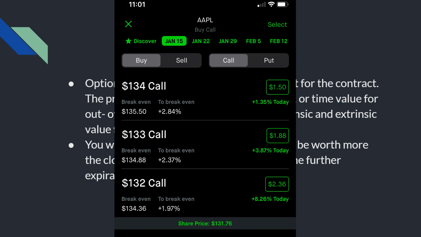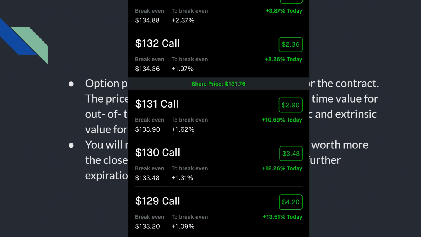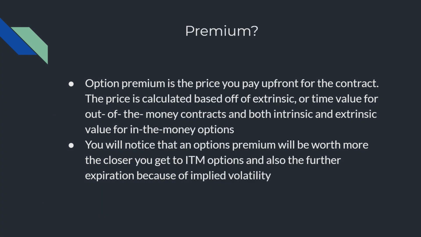And you see, the further we go out, the cheaper it goes. You see the 132 call is 236. You see the 133 call is 188, and so forth and so on. It gets cheaper and cheaper the more you go out. Now, as you see, the more you go down, so the 131 call is 290. The 130 call is 348. So the further you go down in the money, the more expensive it is because the stock price is already at that. Now, you might notice that I said 150, and on the screen it says $1.50. Well, you times it by 100 because there's 100 shares, as we talked about before.